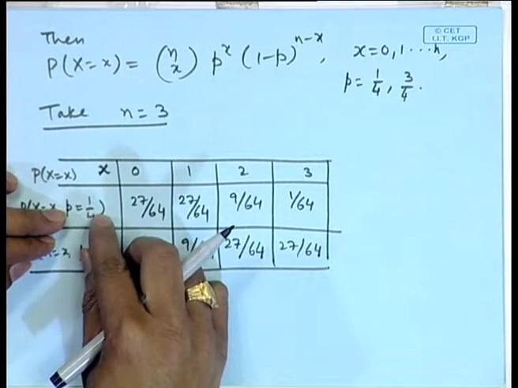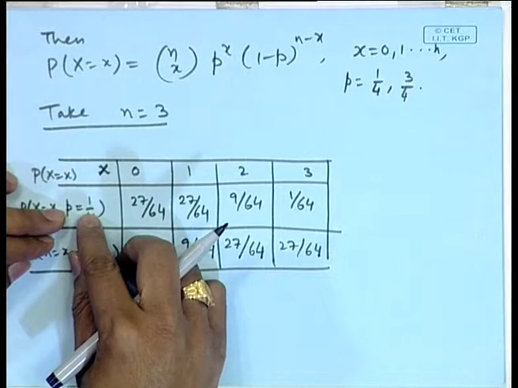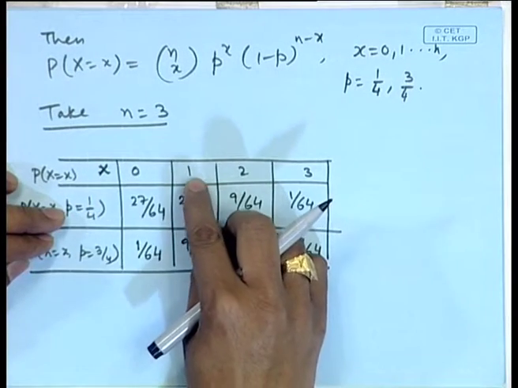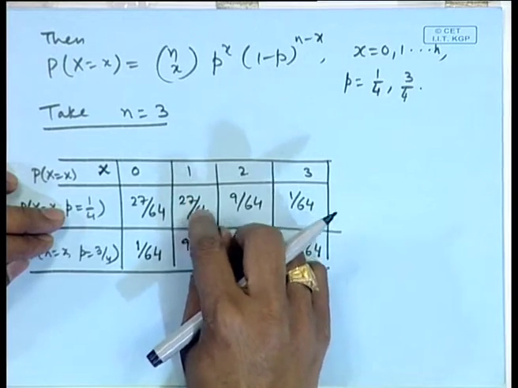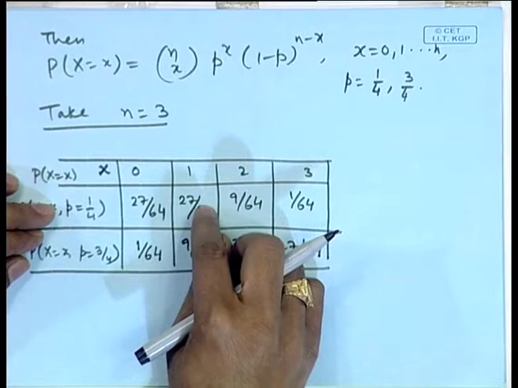That means p equal to 1 by 4 is the likely value, or you can say the most likely value. Similarly, when x equal to 1, then corresponding to p equal to 1 by 4, you have a higher probability. That means it is more likely that the number of black balls is less in the urn, because 3 times you have drawn and you are getting only either none or one black ball.